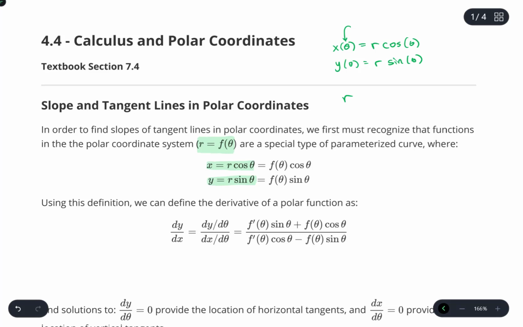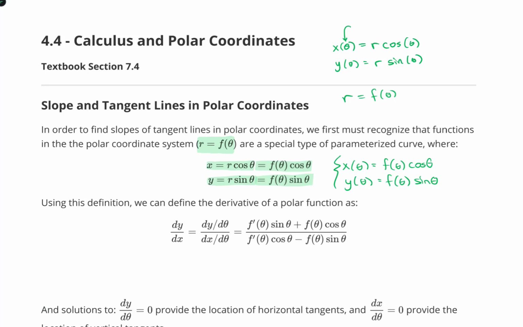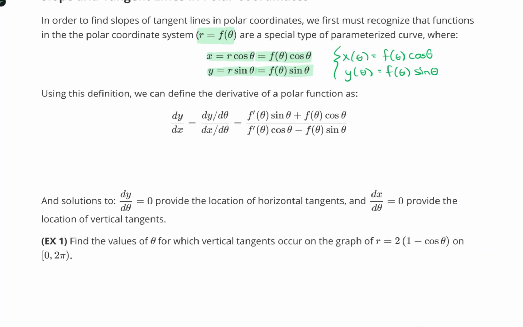So what we can say is r equals some function of theta, which allows us to replace this next statement and say that x of theta would be f of theta cosine theta, and y of theta would be f of theta sine theta. And that allows me to write this polar coordinate function as a set of parametric equations. Now, we know how to differentiate parametric equations, and so we can apply that knowledge to get the derivative of these. And thereby, we don't need to develop new methods to differentiate polar functions. We can just switch into parametric equations and use those rules.